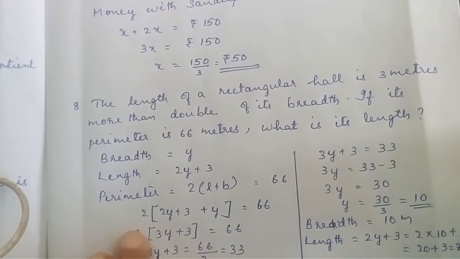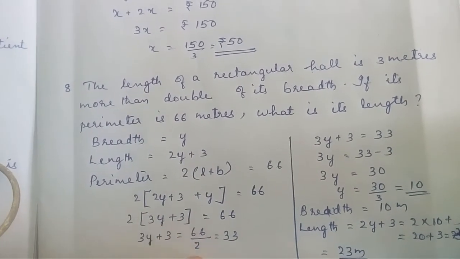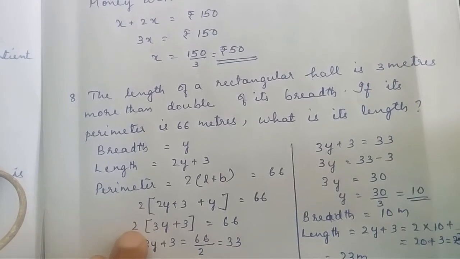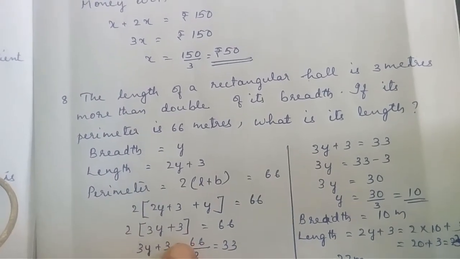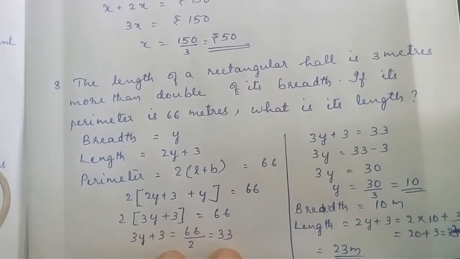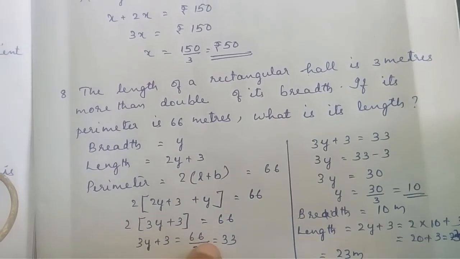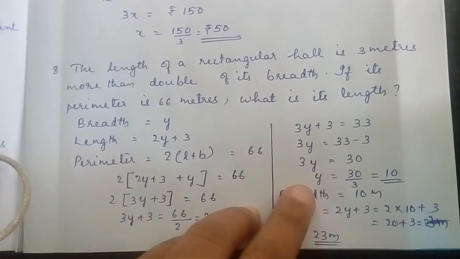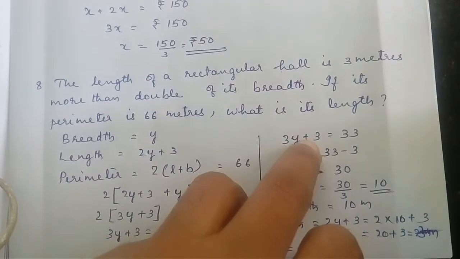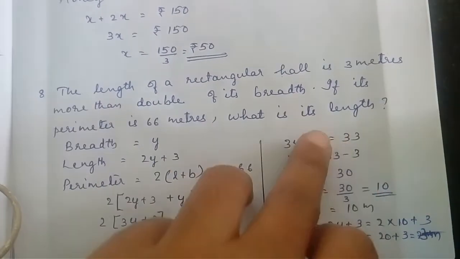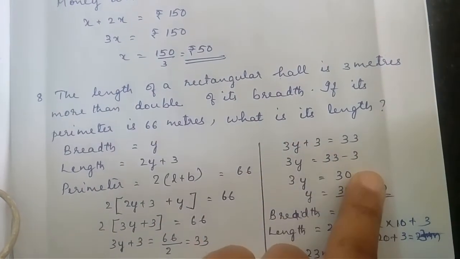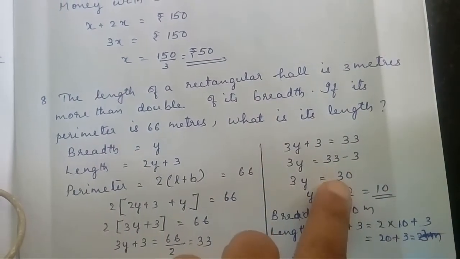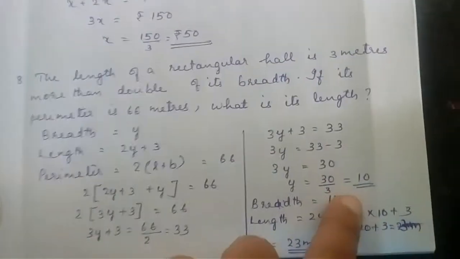Then this 2 can be taken to the other side. It becomes division because here it is multiplication. So 66 by 2 which is equal to 33. Then 3y plus 3 is equal to 33. 3y is equal to 33 minus 3 because this plus 3, the constant, is taken to the right hand side. So 30, y is equal to 30 by 3 which is equal to 10.